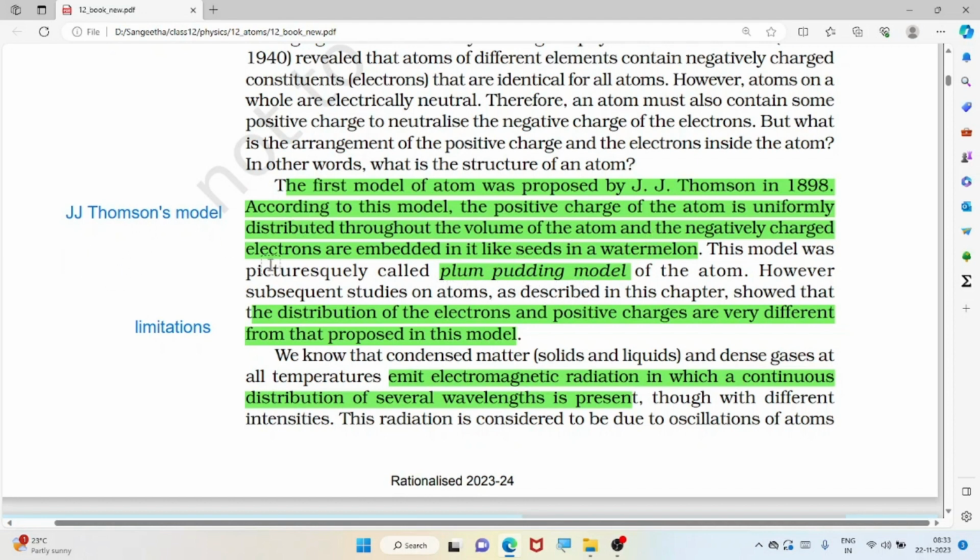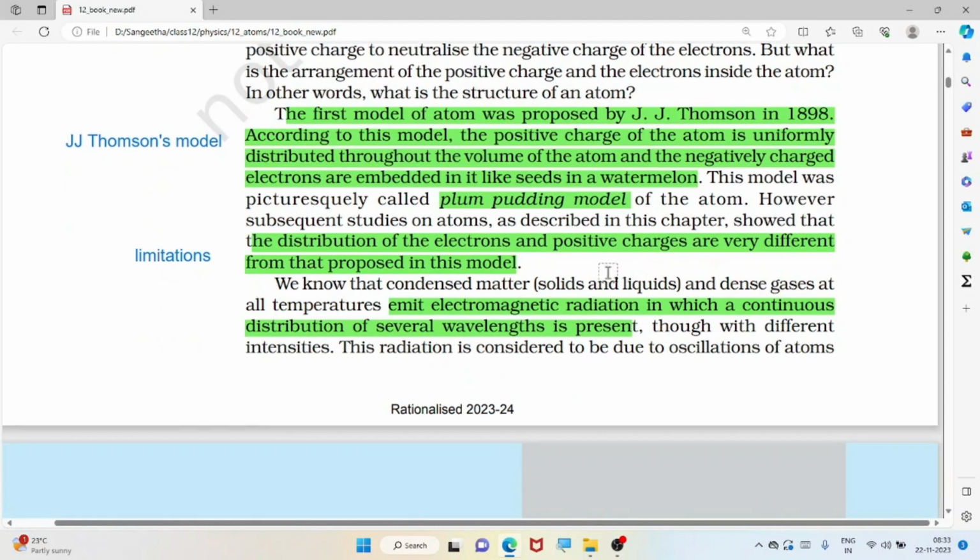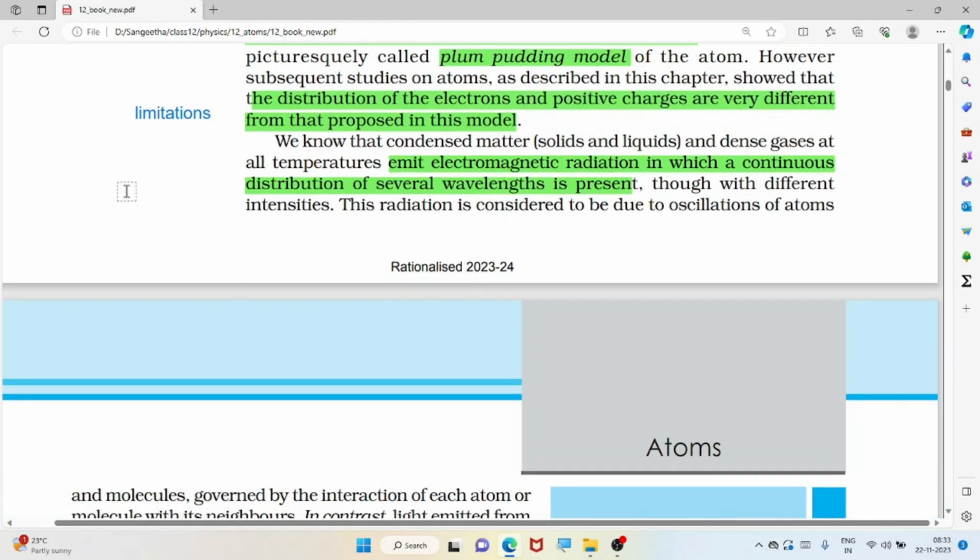So what is the drawback of this model? Later studies showed that the distribution of the electrons and positive charges is very different from the proposed model. It was also found that atoms emit electromagnetic radiation, and this model could not explain that.